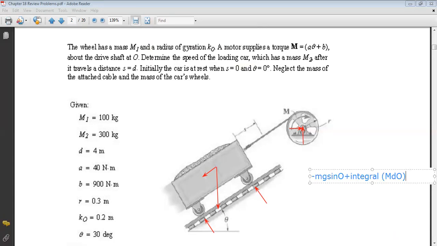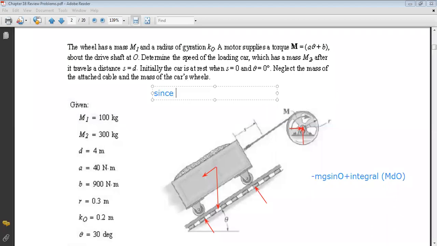Yes, they gave us 30 degrees. No, 30 degrees is the inclination of the inclined line. Look, you have a relation between s and theta, yes or no? Yes, it's d over R, because you have rolling without slipping. So always remember, when you have rolling without slipping, you can relate linear displacement to angular displacement.